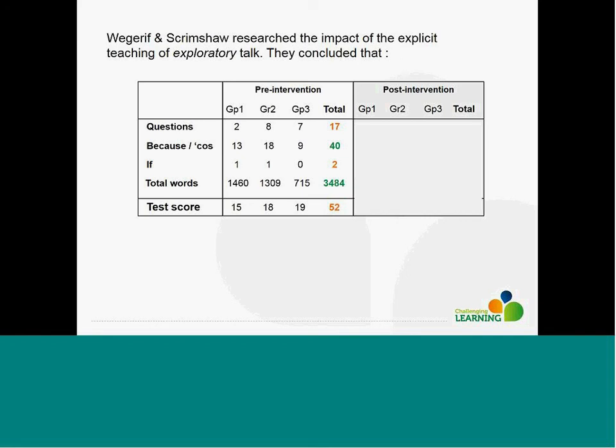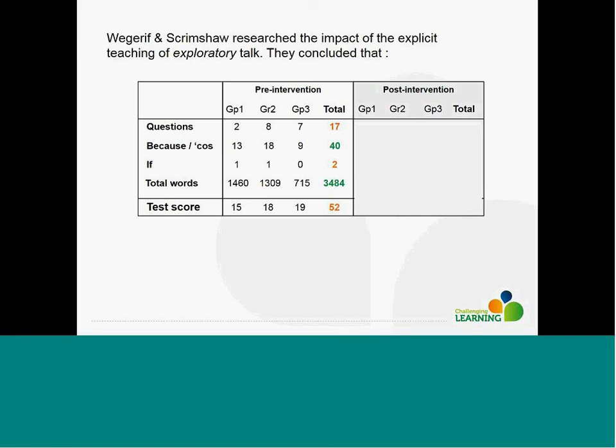He also looked for how many reasons they gave, so he looked out for words like because or cause, and he also looked out for speculation. What if? So when the students say, if we try this, maybe we could do that. 17 questions, 40 reasons given, and only 2 what-ifs. In total, the groups used 3,484 words. They spent 5 weeks then working on exploratory talk.